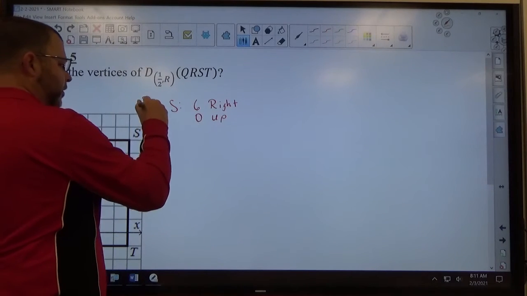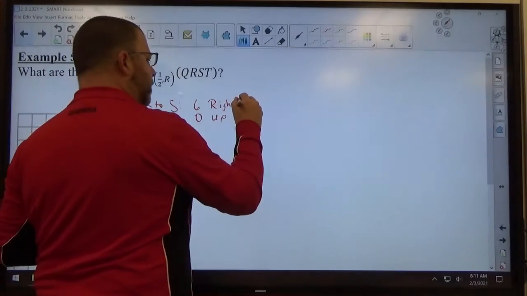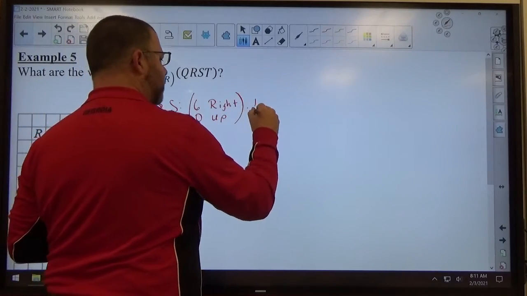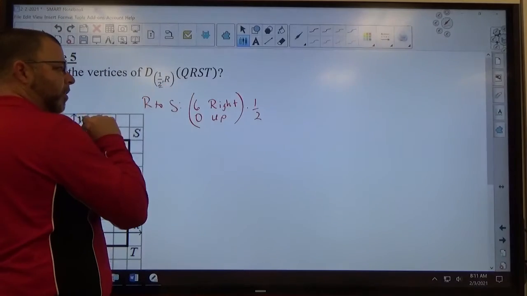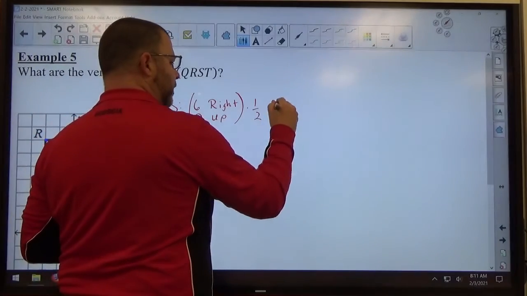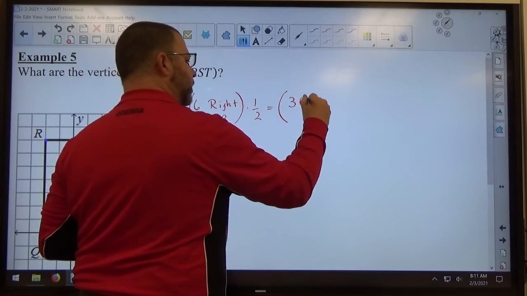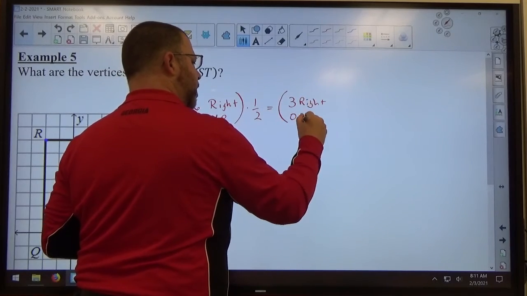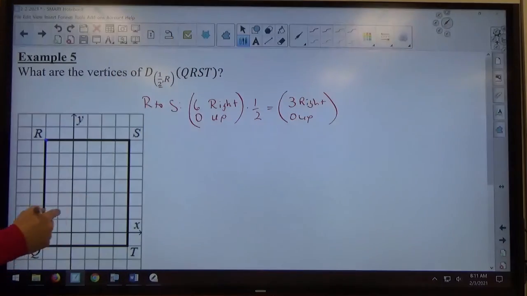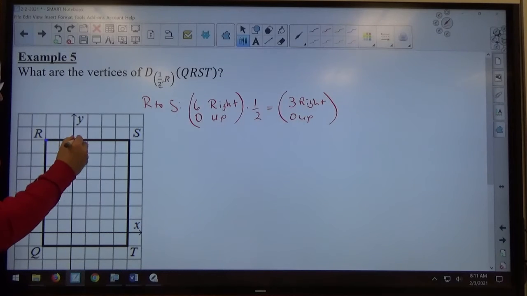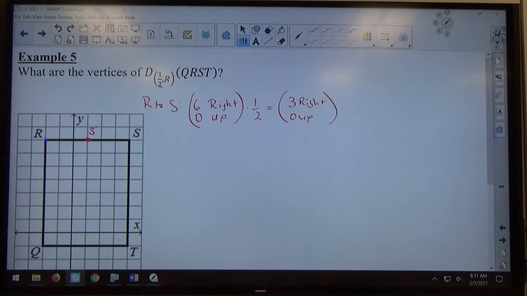So R to S. So if I apply a scale factor of 1/2 to these things, so again, this is my scale factor, I'm going to get 3 right and 0 up. So the dilated image of S would be right here, 3 spaces to the right, 0 up, and that'll be S prime. So again, just identify how to get from the letter to the letter and then apply the scale factor.